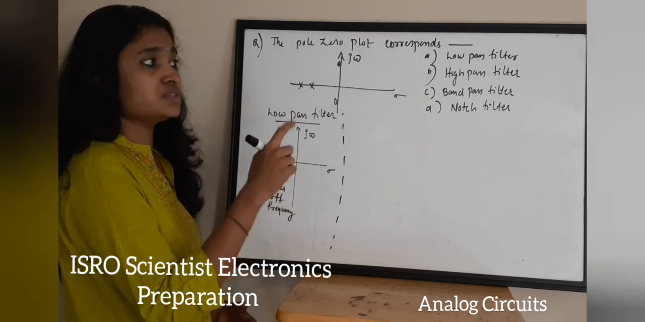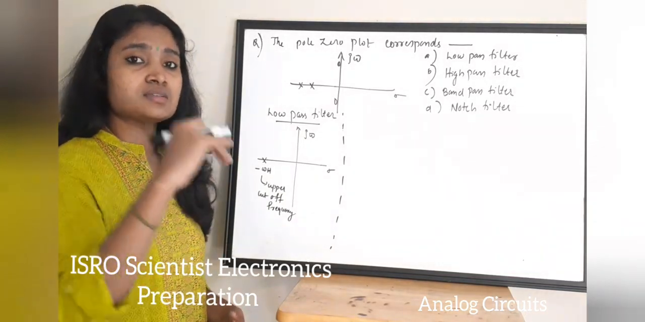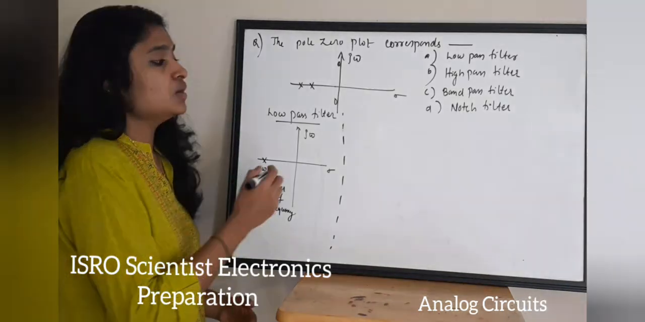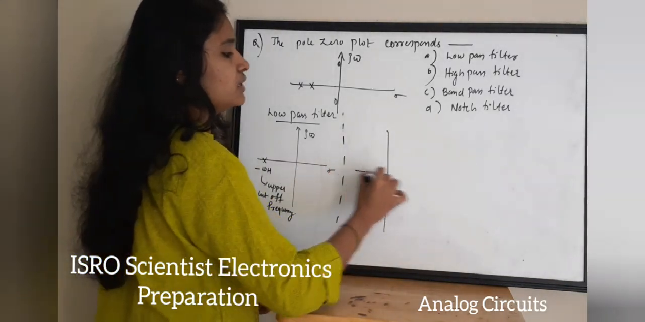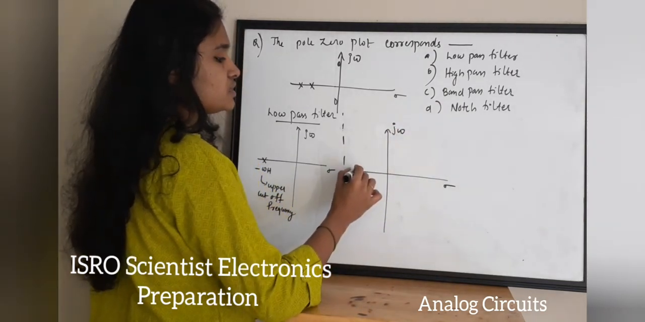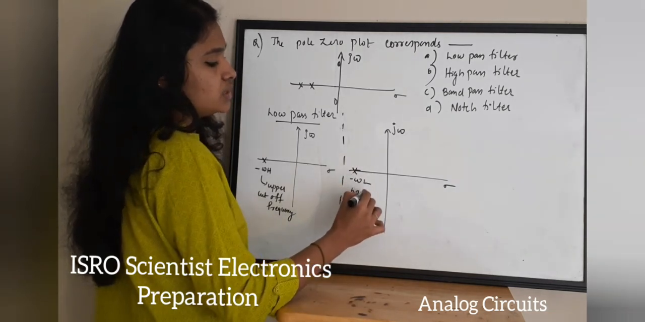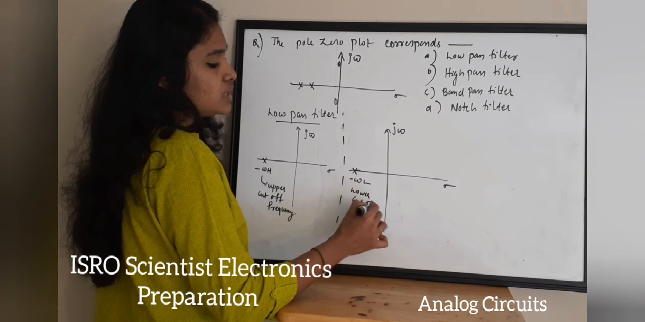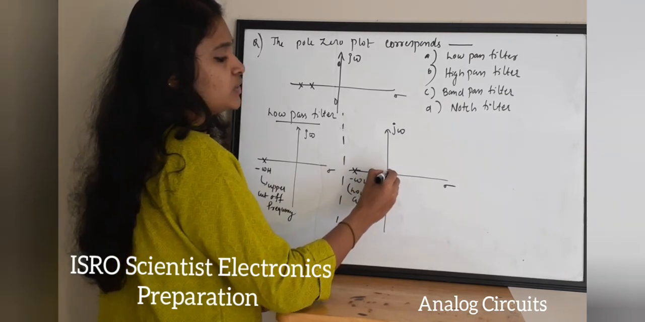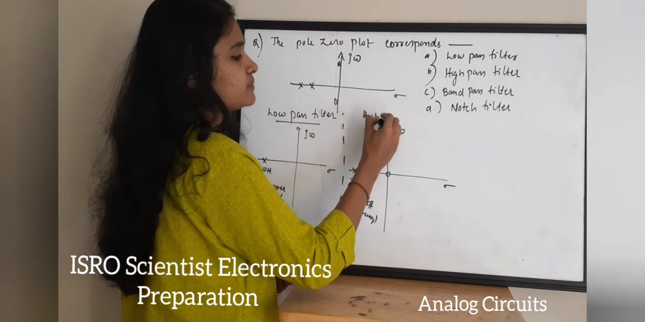Now, what is the option B? This is a high pass filter. High pass filter means it passes only higher frequencies and it cuts off all the lower frequencies. Okay, so the pole zero plot will be like this. There is a j omega axis, there is a sigma axis, there is a minus omega L. This is the lower cutoff frequency. Also, there is a zero value at the origin. So this is the pole zero plot of a high pass filter.